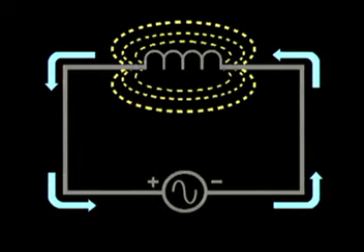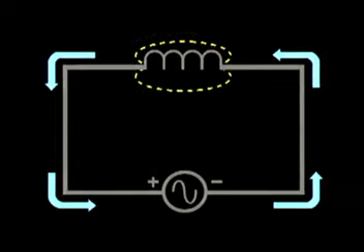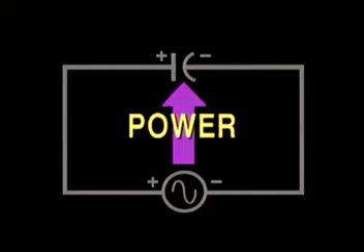In a purely inductive AC circuit, on the other hand, the power that is used to build the electromagnetic field will be returned to the circuit when the field collapses. Both of these examples point out one important type of power known as reactive power. The reactive power is simply shuttled back and forth between the source and the load, so the net power consumed in a purely reactive circuit is zero.